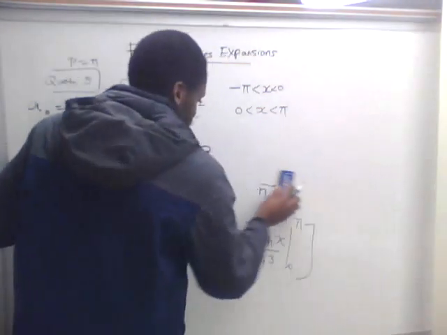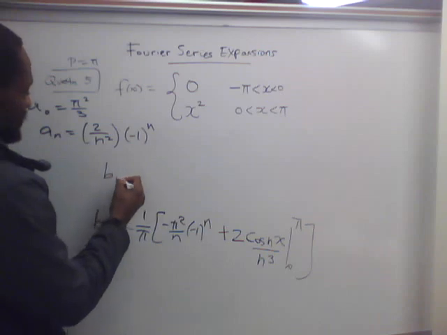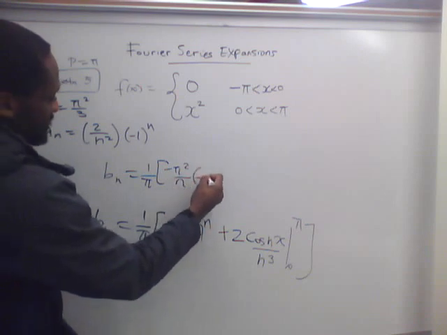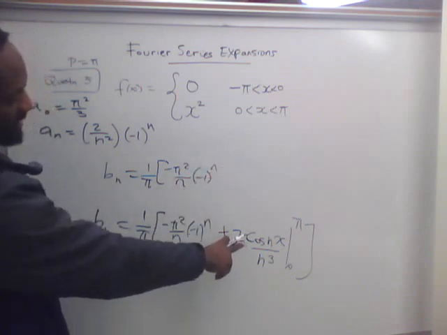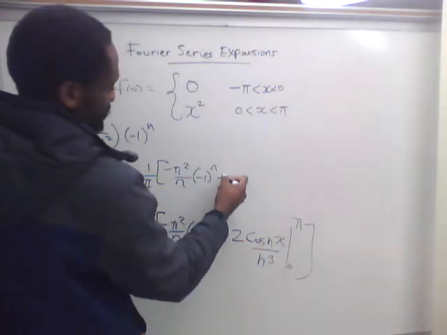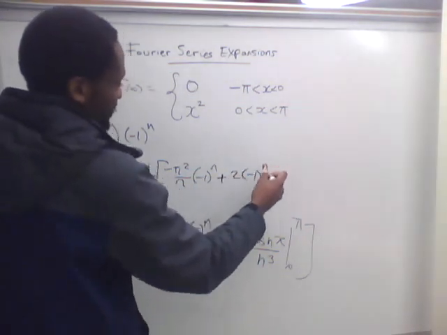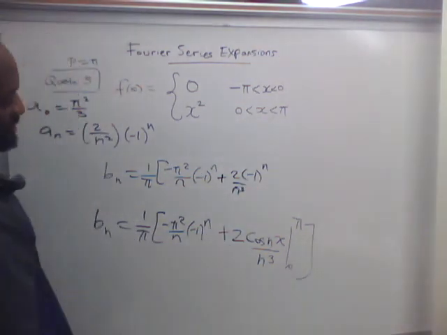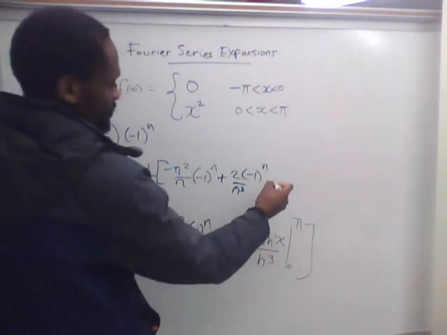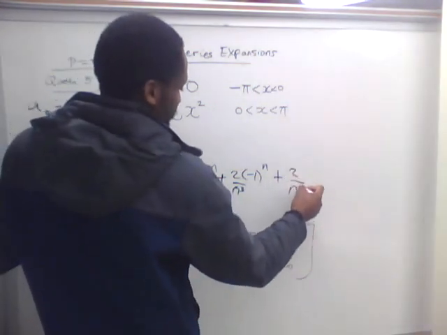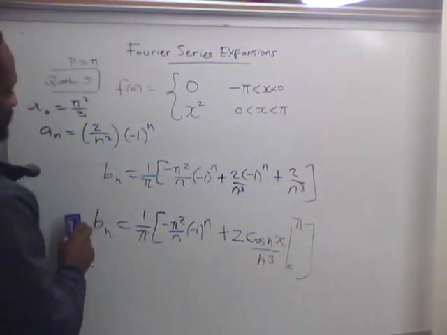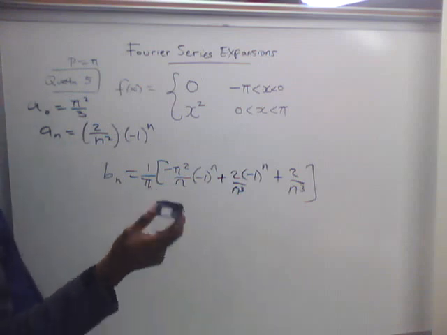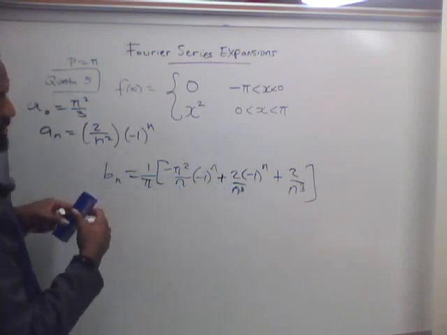And finally, we can say that Bn equals 1 over pi times minus pi squared over n, negative 1 to the n. Evaluated at pi gives 2 plus 2 times negative 1 to the n over n cubed. And then evaluated at 0 is 1 plus 2 over n cubed. And those are your coefficients a0, an, and bn. If you want, you could factor this even further, but it's not necessary.